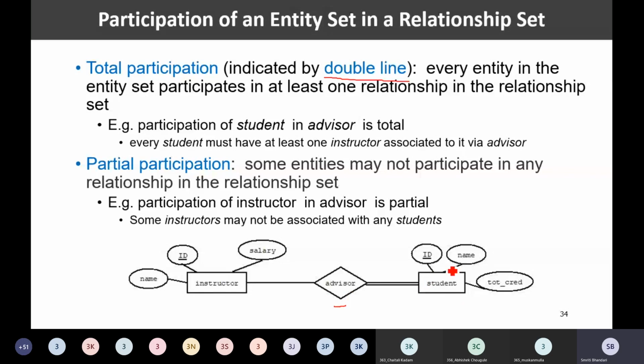So total participation means every entity in the entity set is participating in at least one relationship in this relationship set. Whereas partial participation means a few of the entities from the entity set may not participate in the relationship set. Have you understood the concept? Yes, ma'am. Any doubt? No, ma'am.